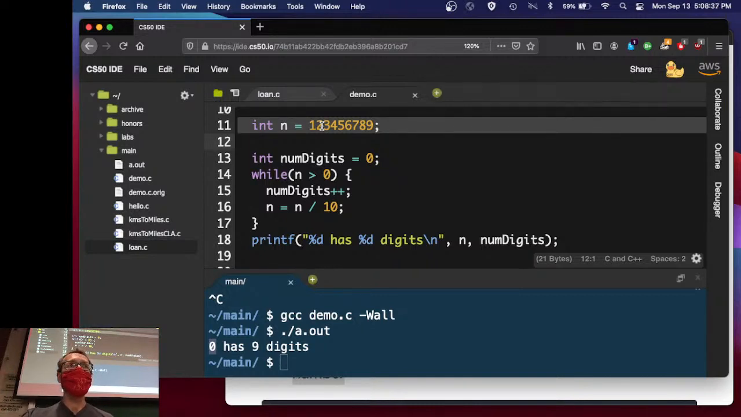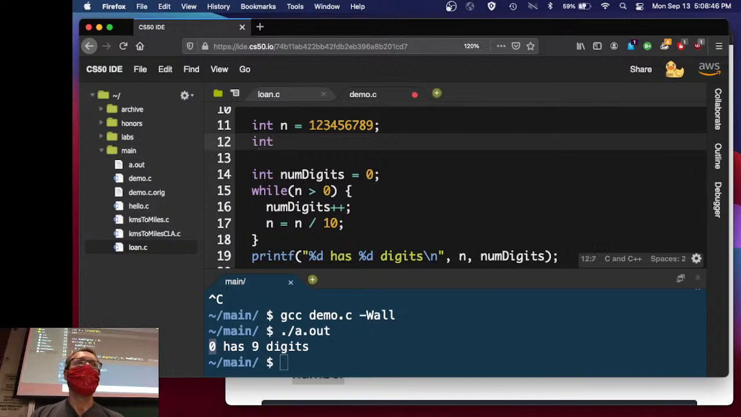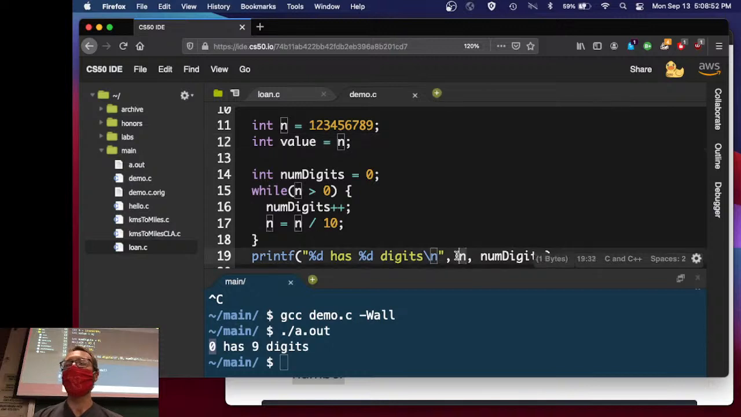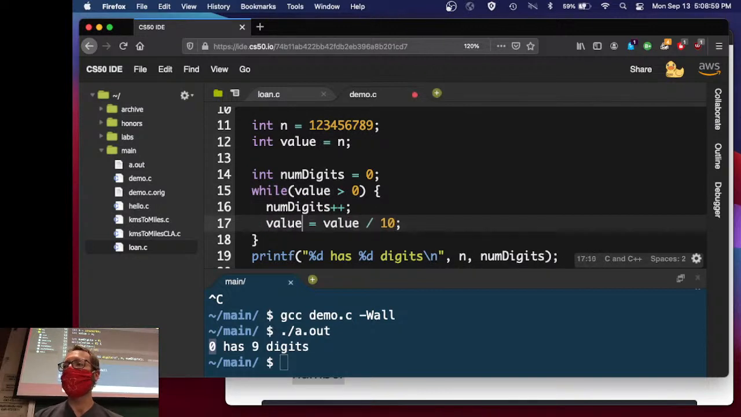Yeah, I had the original number. I should have maybe made a copy of it. All right, so I'll go ahead and make a copy and modify the copy instead. Int value, right? And I'll copy over that value so that when I print n down here, n has been unaltered. And I'll make sure that I'm incrementing on the value now instead.